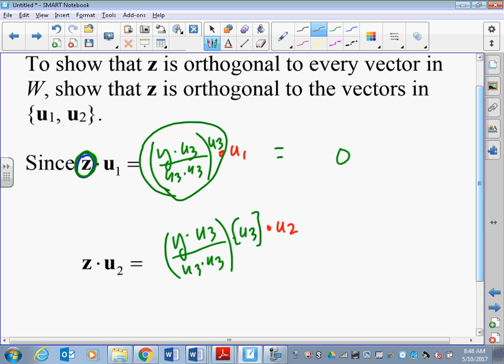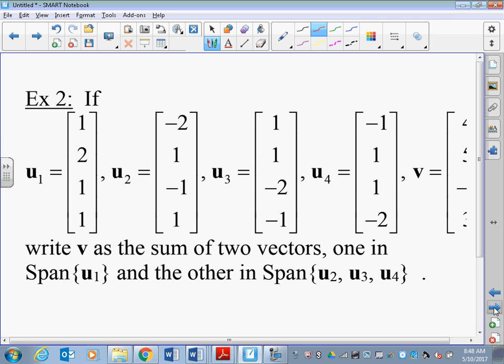The key here is that in the background, and it's not easy to see with just variables, U2 and U3 already had a dot product of 0, right? It doesn't matter which one you do, and that's just the scalar. So this was already 0, and any number times 0 is still going to be 0. Okay? So let's look at an example right here.